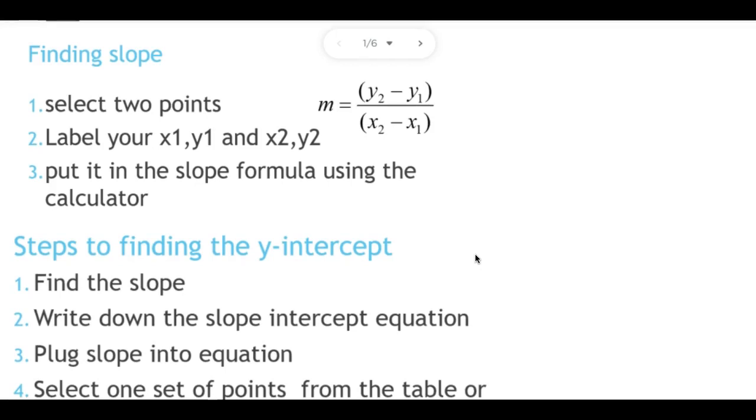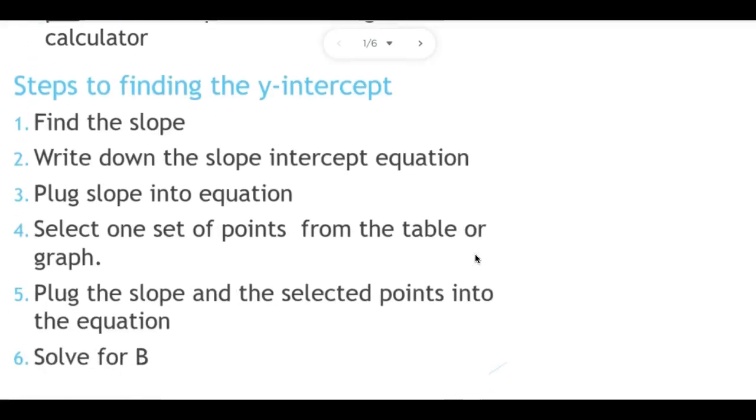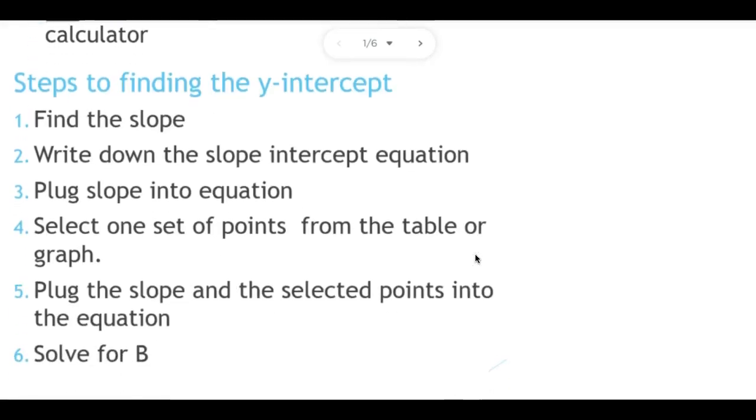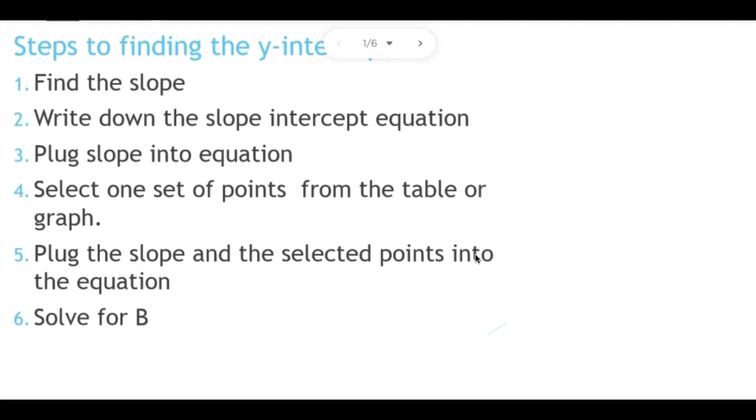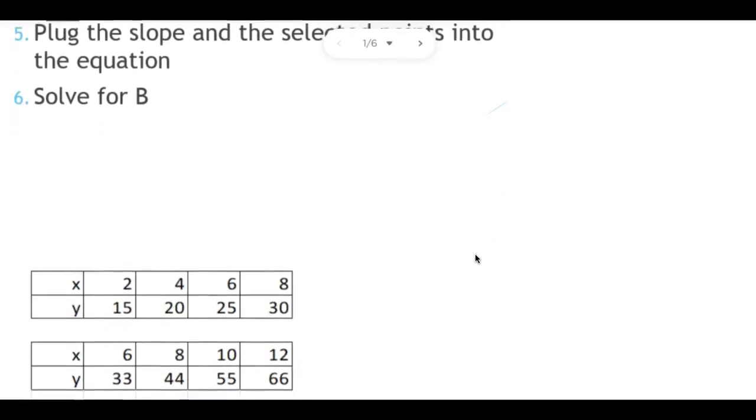Pause the video. I hope you paused it because I'm moving on. Now I want you to jot down the steps for finding the y-intercept. Pause the video, jot it down. All right. I hope you paused the video and wrote those two down. All right. Now I am going to demonstrate this for you.